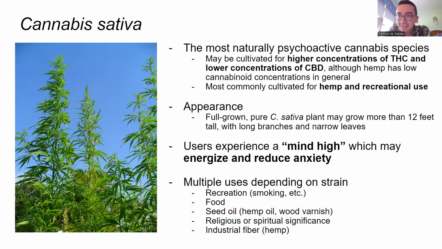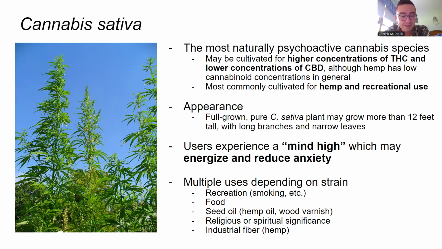Because of its high THC content, if people want to get a recreational high, they generally go for the cannabis sativa species. In terms of food, some cultures use its oils and other things for cooking. Seed oil as well can be used as wood varnish, hemp oil in various ways.